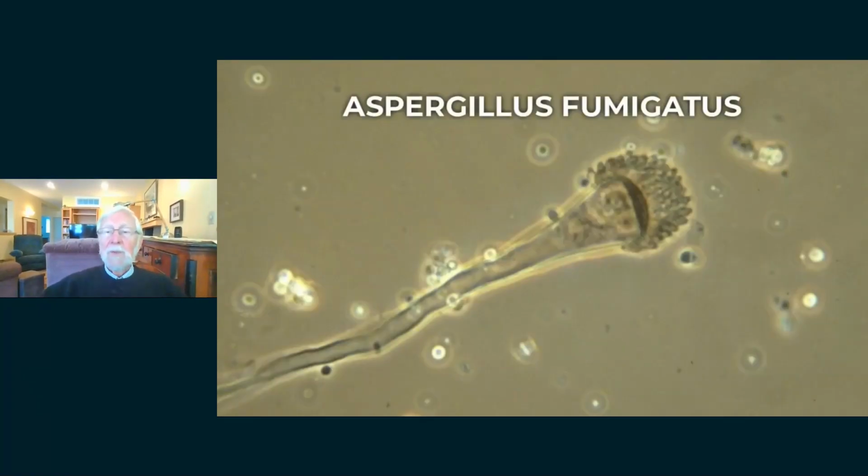Here's Aspergillus fumigatus, the way it grows. It has a distinctive head. The little spore-producing cells are kind of pointed upward, like a bad haircut.